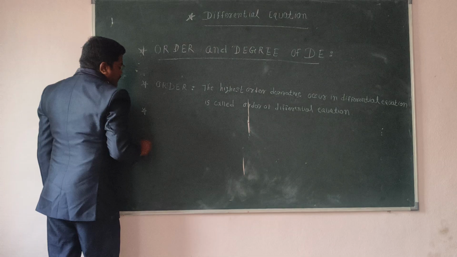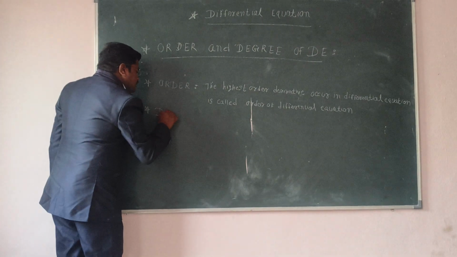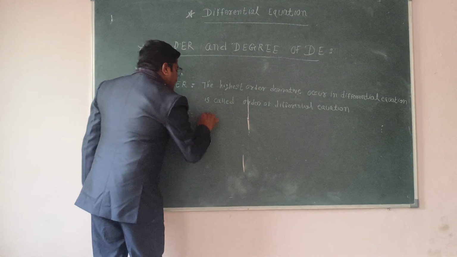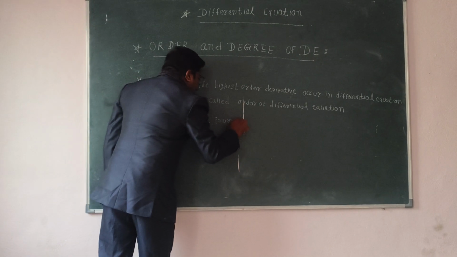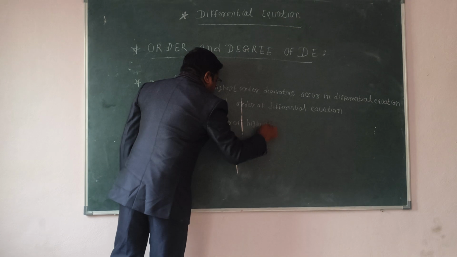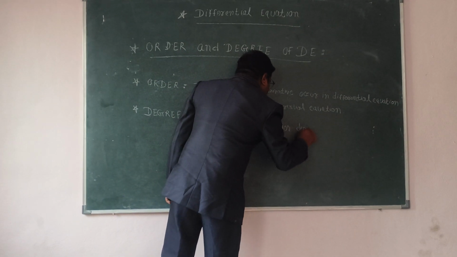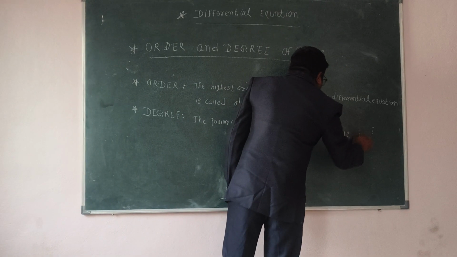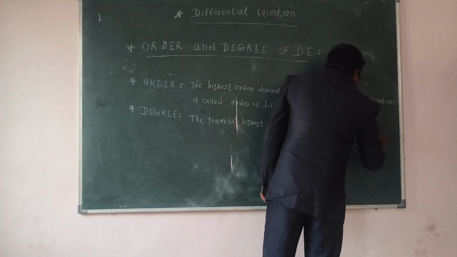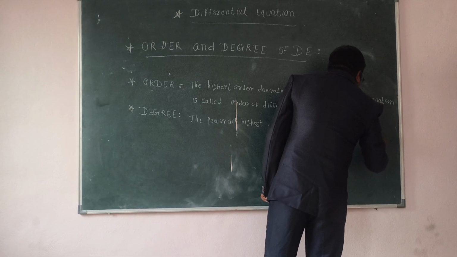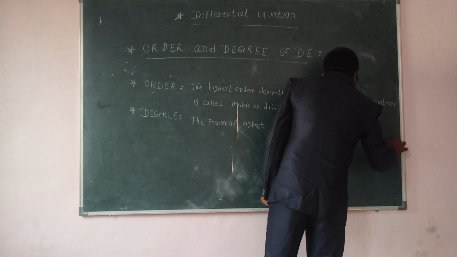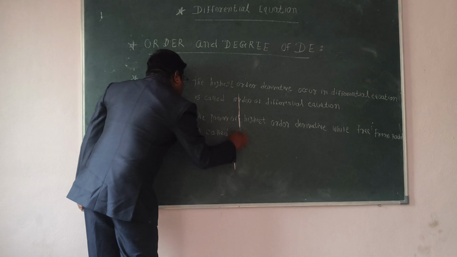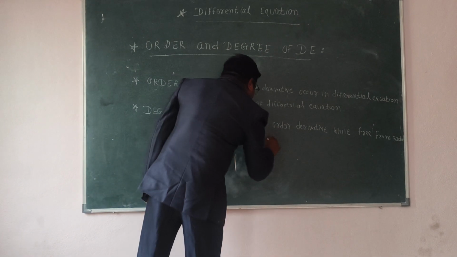Now, degree. What is the definition of degree? Look at here. Degree means the power of the highest order derivative, while free from radicals, is called the degree. This is the degree of a differential equation.